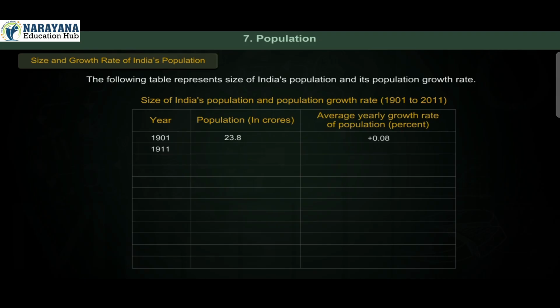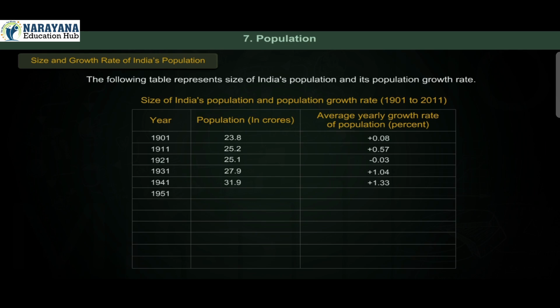In year 1911, population is 25.2 crores. Average yearly growth rate of population is plus 0.57%. In year 1921, population is 25.1 crores. Average yearly growth rate of population is minus 0.03%. In year 1931, population is 27.9 crores. Average yearly growth rate of population is plus 1.04%. In year 1941, population is 31.9 crores. Average yearly growth rate of population is plus 1.33%.